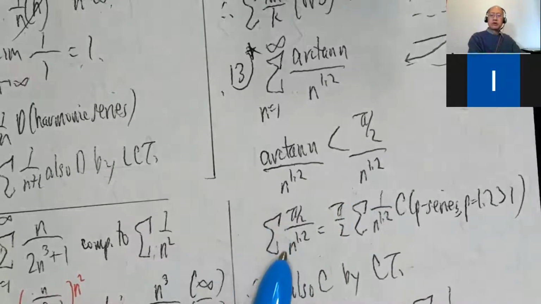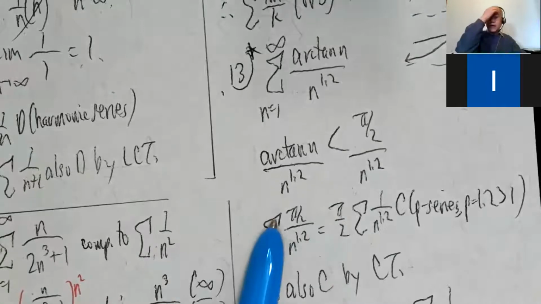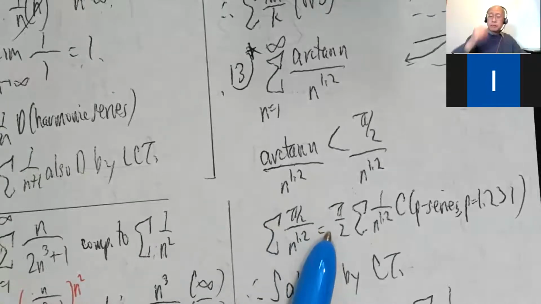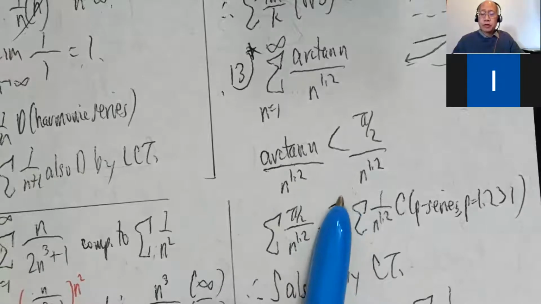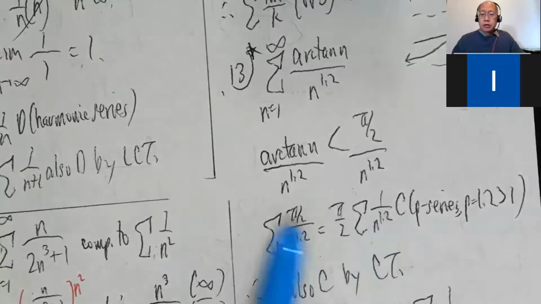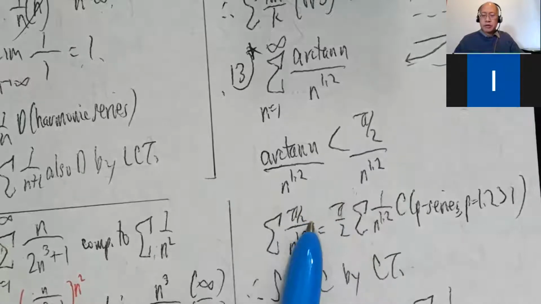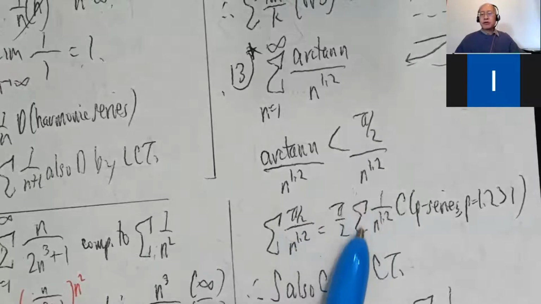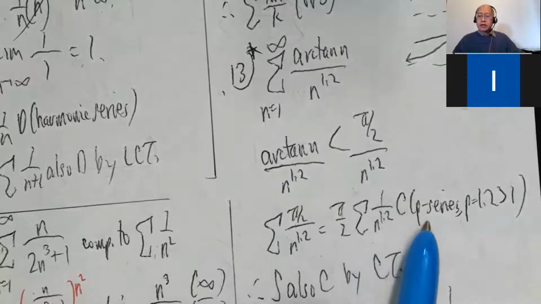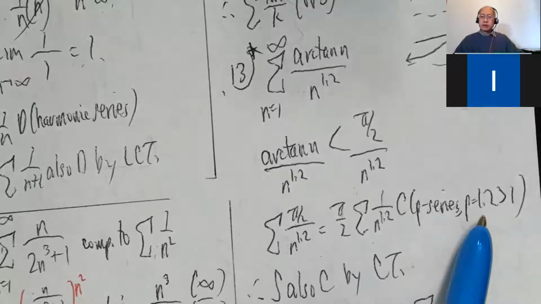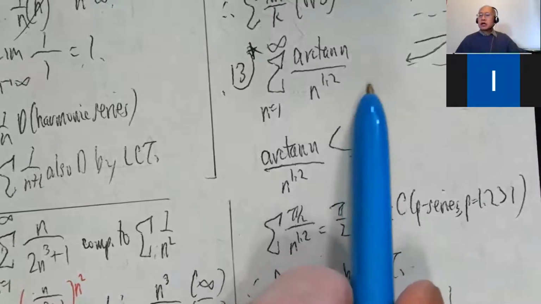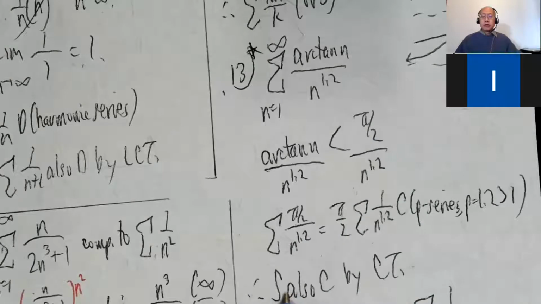Summation pi over 2 over n to the 1.2. You're allowed to factor out the pi over 2. Remember, multiplying by a constant does not affect convergence or divergence. If this series converges, and I take out the pi over 2, it still converges. If this thing diverges, take out the pi over 2, it still diverges. What do I know about summation 1 over n to the 1.2? That converges. That's a P series where P is equal to 1.2. So I found the bigger series converges. Therefore, the original series also converges by the comparison test.